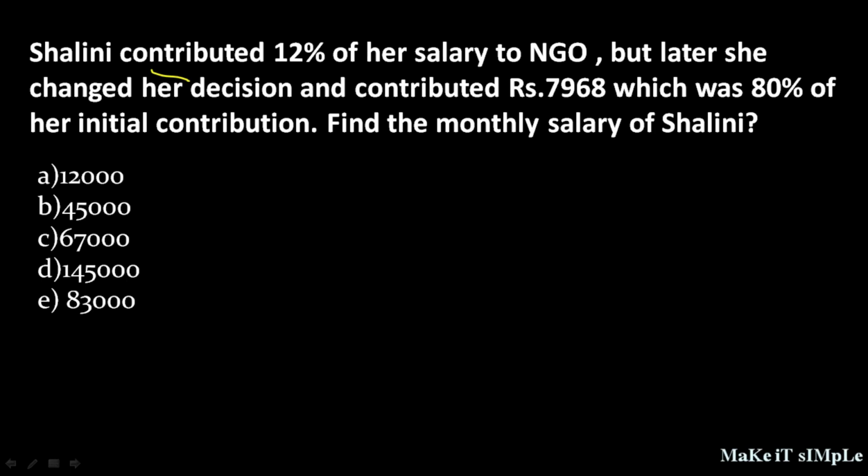In the question they have given that Shalini contributed 12% of her salary to the NGO. So how can we write 12%? We can write it as 3 by 25. So for salary, the denominator we should take as the original value, that is 25, and 3 parts she is donating to the NGO.